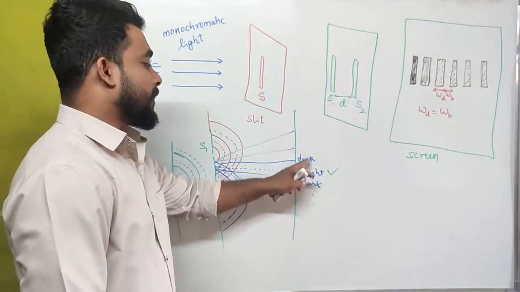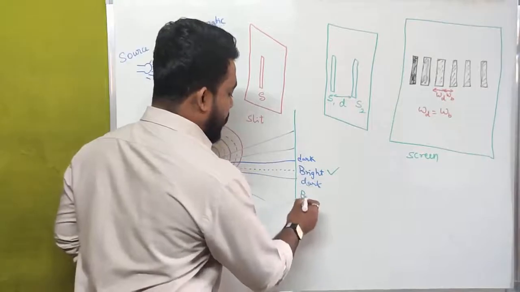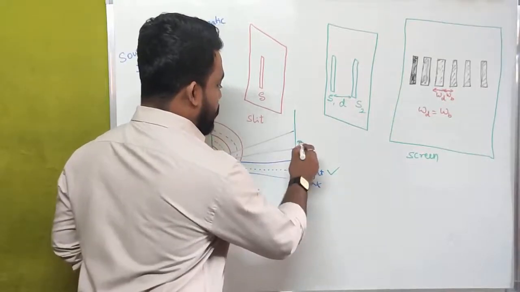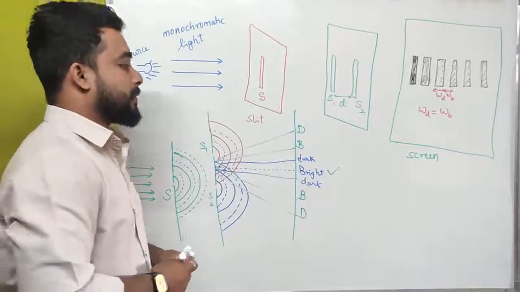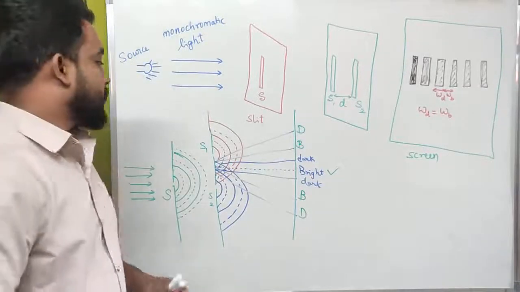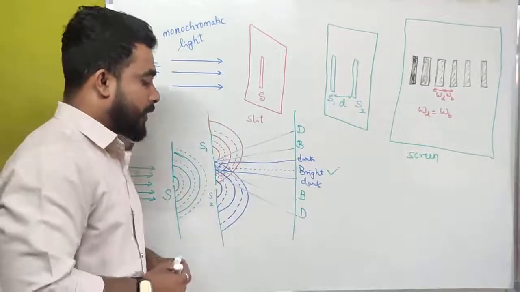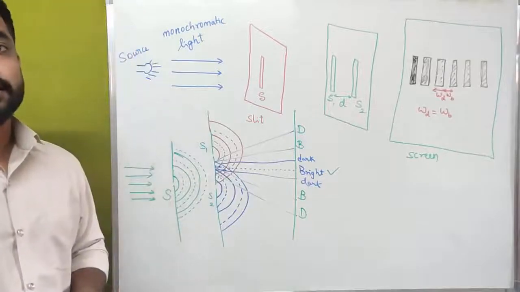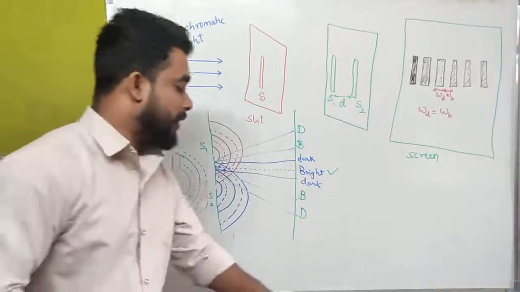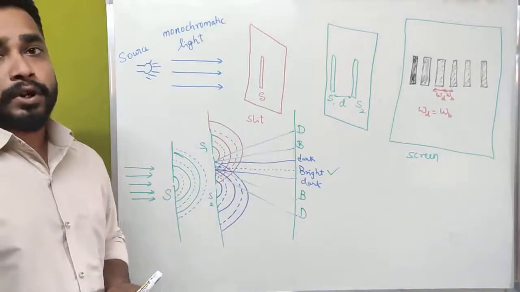Alternatingly, on the left and right side of a bright fringe there is a dark fringe, and again we get a bright fringe, dark fringe, bright fringe, dark fringe. This is how we get our interference pattern using Young's double slit experiment. And we have another concept called sustained interference or permanent interference, of coherent sources.